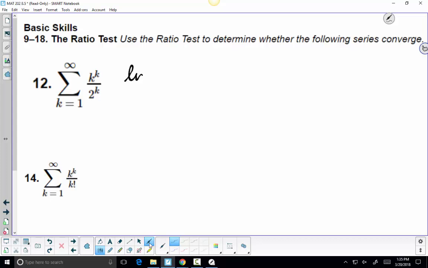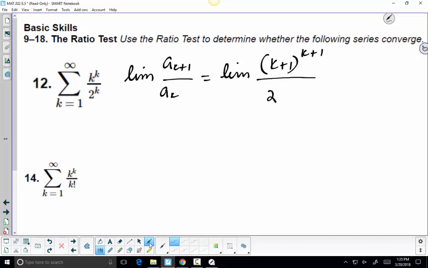So we're going to take the limit of a sub k plus 1 over a sub k. So a sub k plus 1, we plug in a k plus 1. So there's a sub k plus 1. And we divide by a sub k, which means multiply by the reciprocal of a sub k. So we get that, as k goes to infinity.